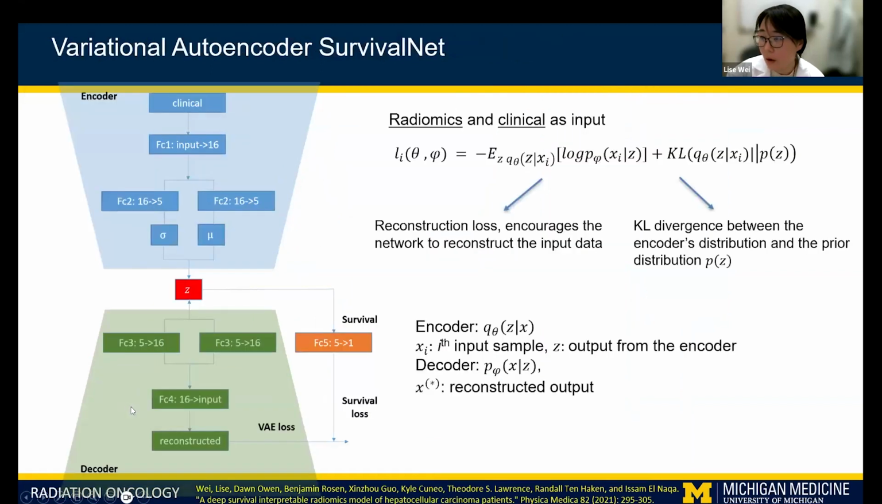For the variational autoencoder, which is used for both radiomics and clinical features, there is an encoder and decoder, and we try to reconstruct the input with this structure. There are also two losses: one is a reconstruction loss, and the other is a KL divergence. This is the detail, and there's a latent layer that condenses all the information that we want, and then reconstructs it back.